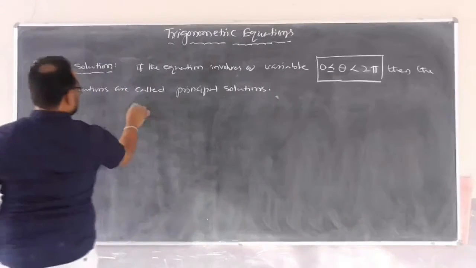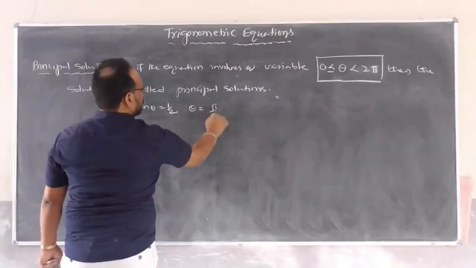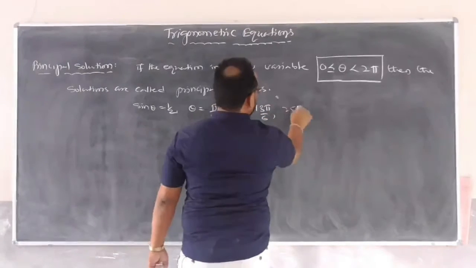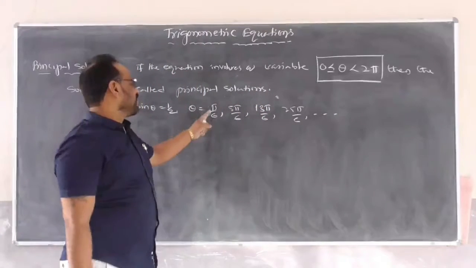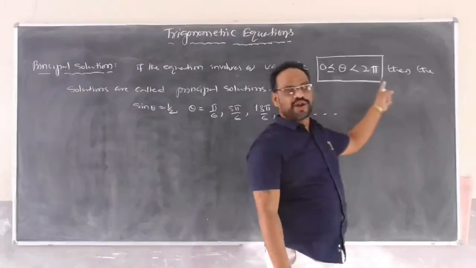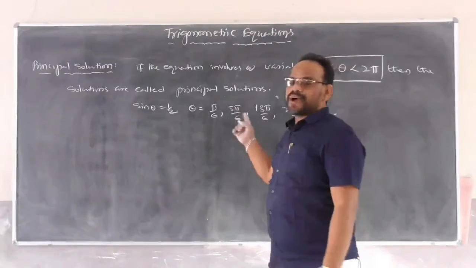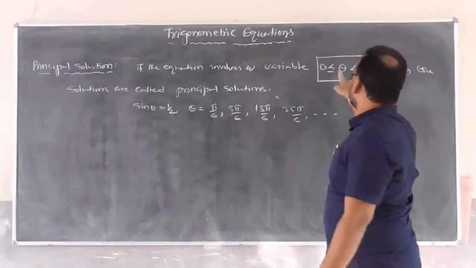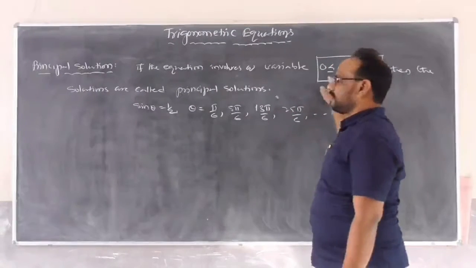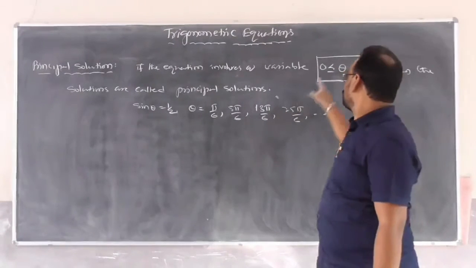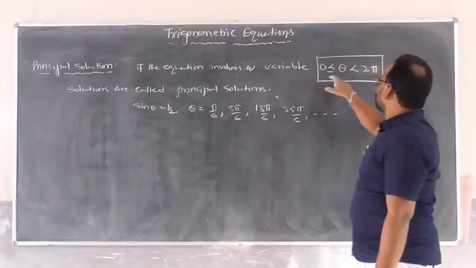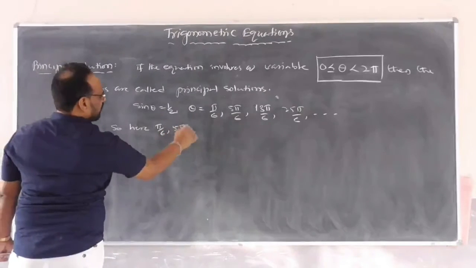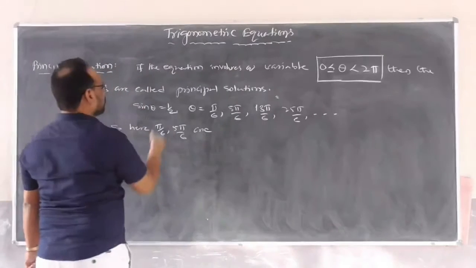Already we know that sin theta equals 1 by 2 gives theta equals pi by 6. Solutions are pi by 6, 5 pi by 6, 13 pi by 6, 25 pi by 6, and so on. Pi by 6 clearly lies between 0 and 2 pi. 5 pi by 6, which is 150 degrees, also lies between 0 and 2 pi. But 13 pi by 6 does not lie between 0 and 2 pi, and 25 pi by 6 also does not. So here pi by 6 and 5 pi by 6 are the principal solutions.